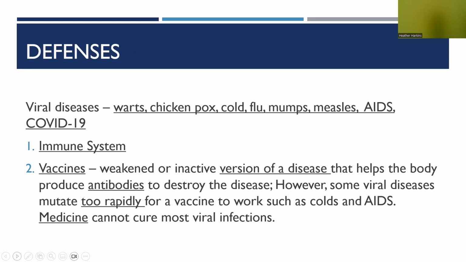2, sometimes with these items, there are vaccines that can help. And a vaccine is a weakened or inactive version of the disease that helps the body produce antibodies to destroy the disease. So they put a weakened version of the disease in the vaccine. And when it hits your body, it automatically starts producing antibodies, which go in to destroy that disease. However, some viral diseases mutate too rapidly for a vaccine to work, such as colds and AIDS. Medicine cannot cure most viral infections.